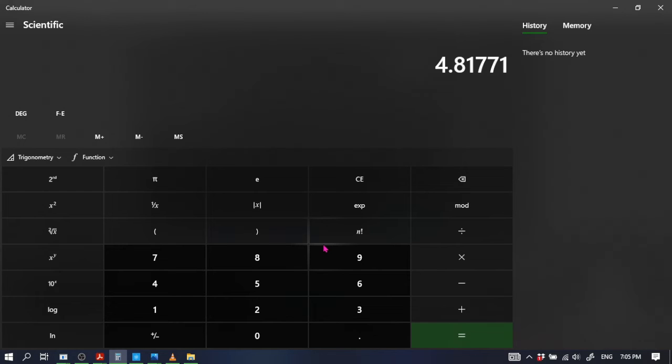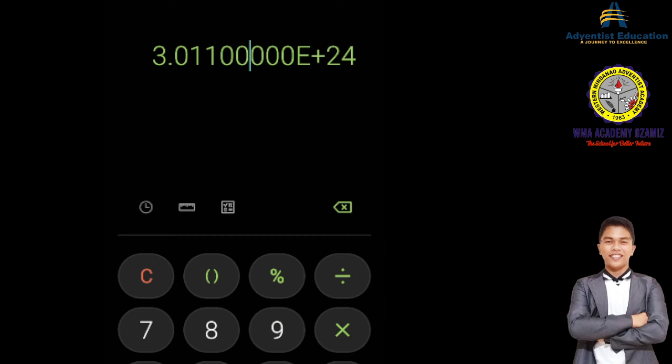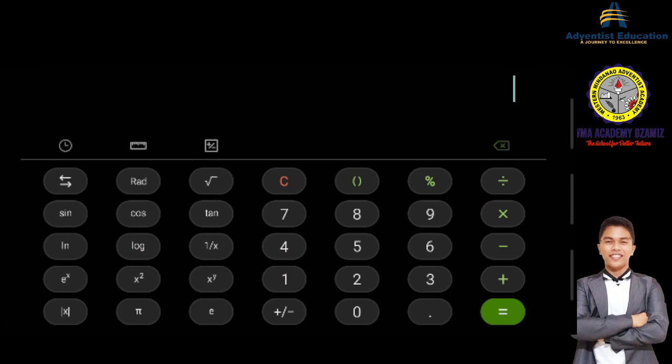4.871... times... there's a problem here. Okay, we'll just use our calculator in the phone. This is almost the same as your calculator, so that you can learn how to do it. Okay, so let's use this calculator. Let's make this into a scientific calculator.